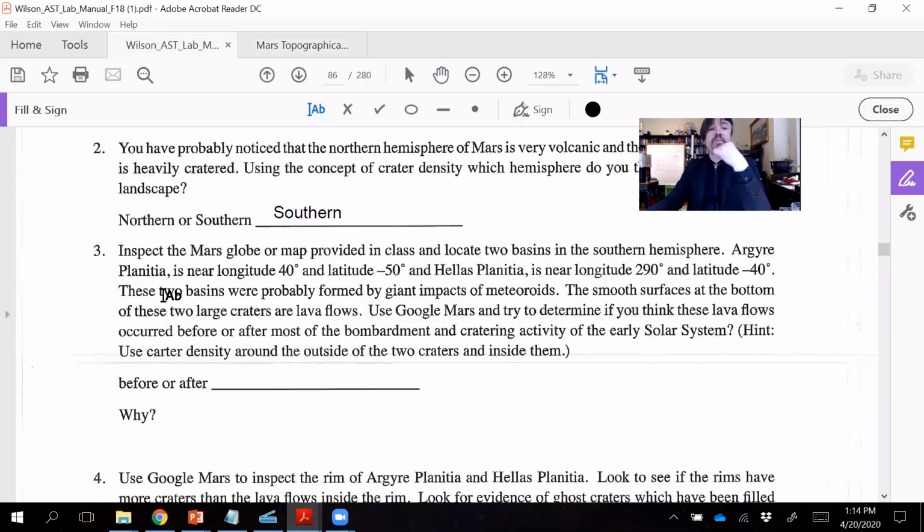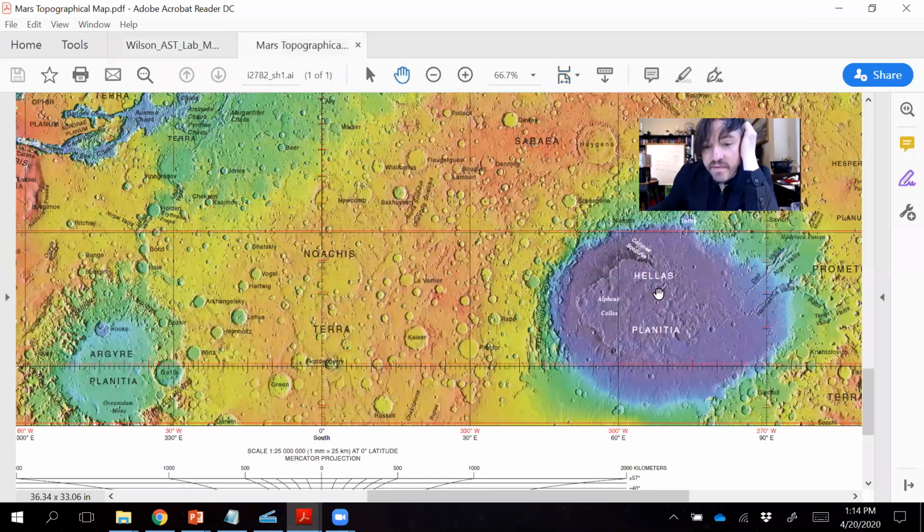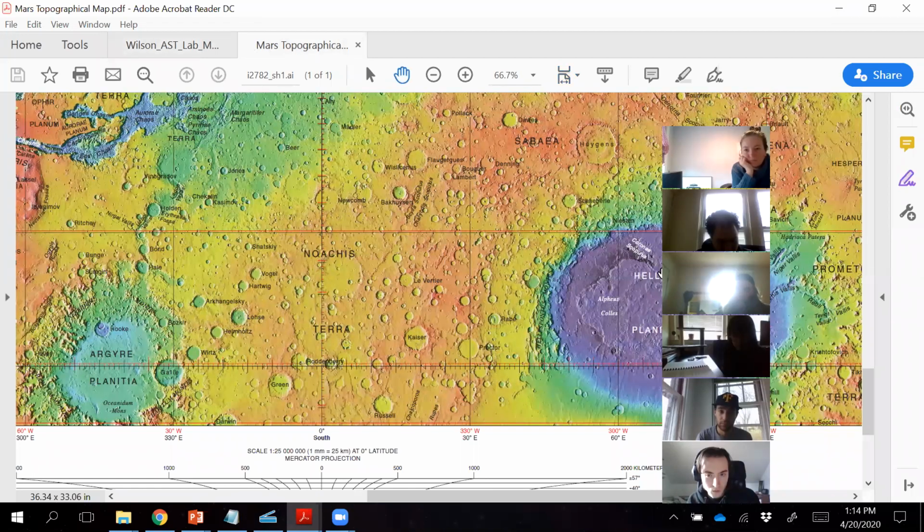It says these two basins were probably formed by giant impacts of meteoroids. The smooth surfaces at the bottom of these two large craters are lava flows. Use the map and try to determine if you think the lava flows occurred before or after most of the heavy bombardment and cratering activity of the early solar system. So class, did the lava flows that make up the basins of these craters occur before or after heavy bombardment? What do we think?